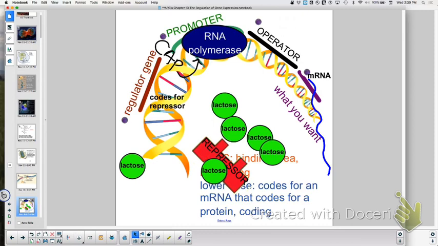And that's where we had those several different scenarios where we laid out and we said, would this transcribe, would this transcribe? The only way it'll transcribe is if glucose levels are low and lactose levels are high. Okay? Does that make sense to you? Okay, that was the lac operon.